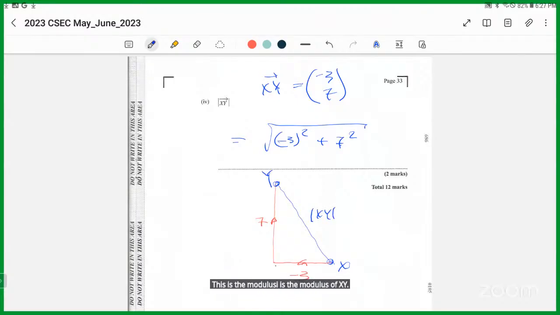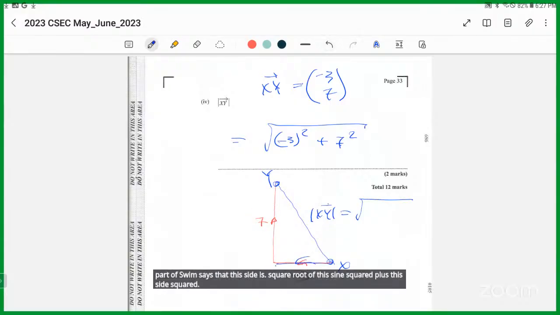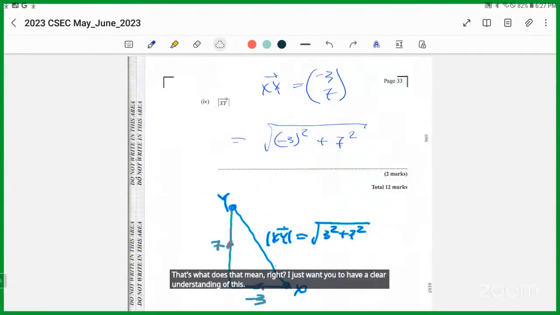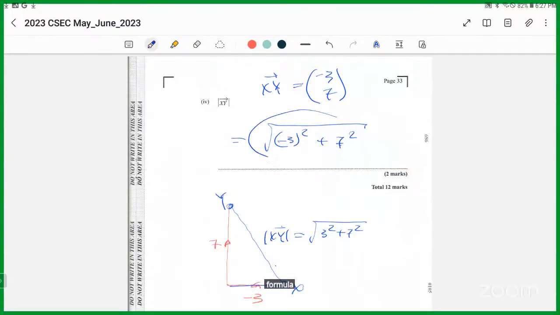Pythagoras theorem says that this side is the square root of this side squared plus this side squared. But this side is really 3 in length. The negative is just direction. So it's really 3 squared plus 7 squared. That's why I say you don't need a negative on this. I just want you to have a clear understanding of this formula. So this is 49 plus 9. So it's the square root of 58.